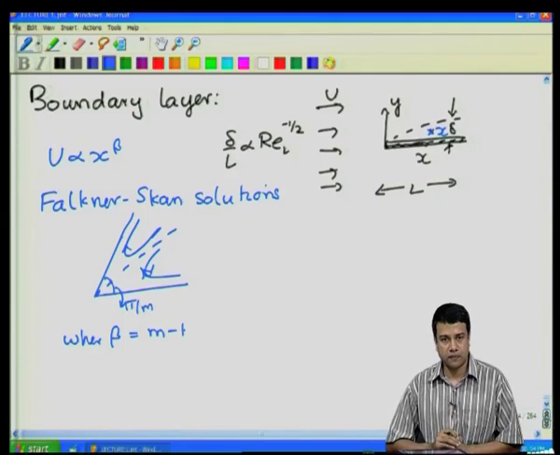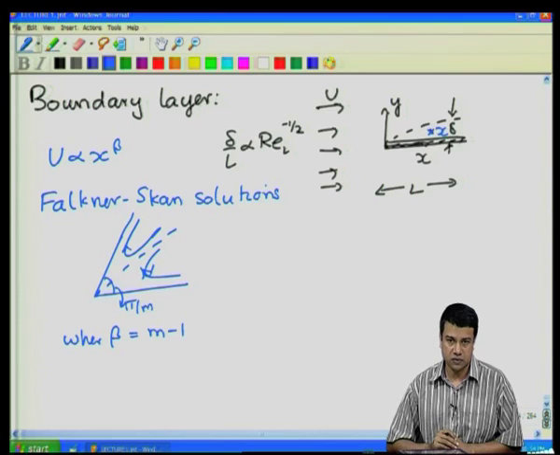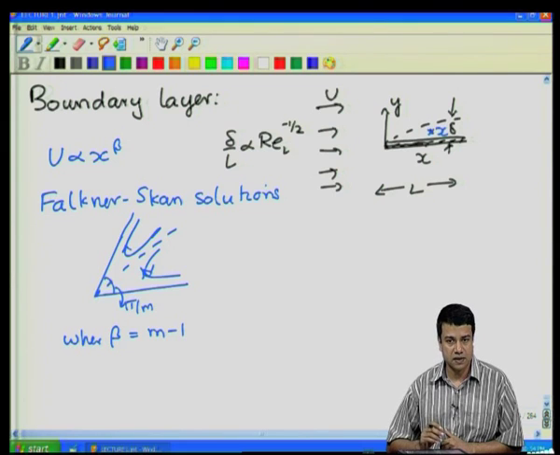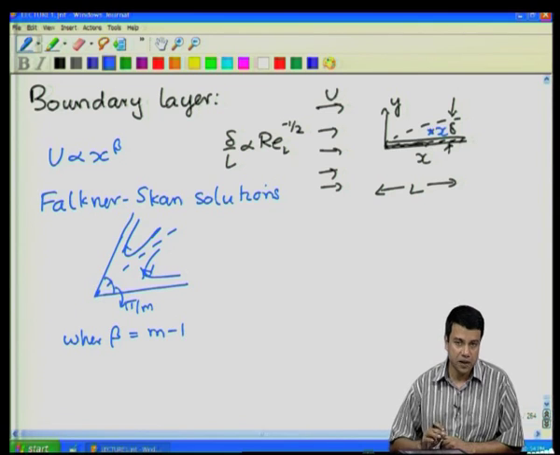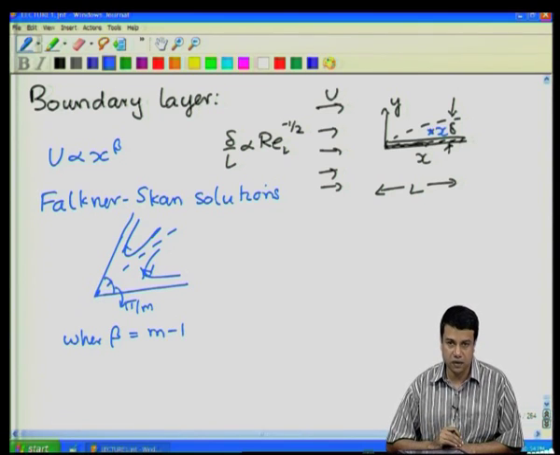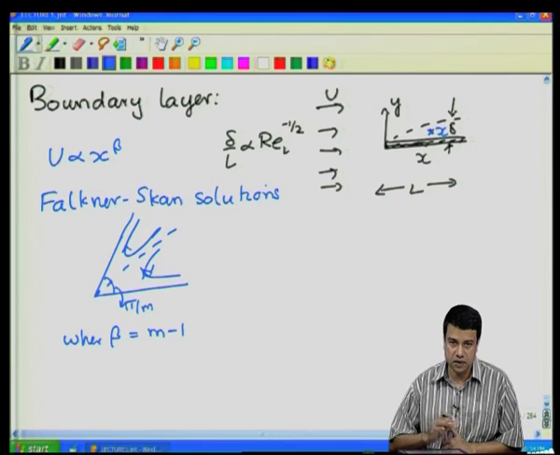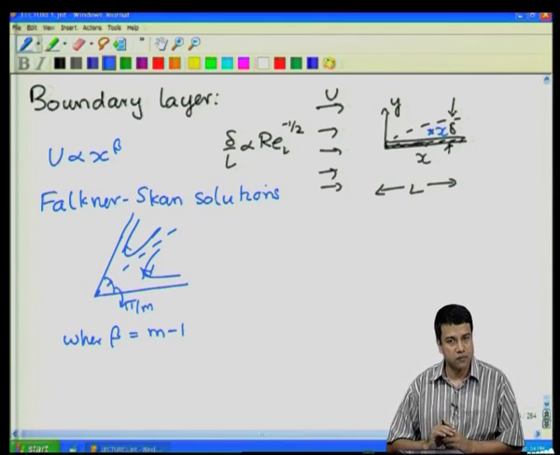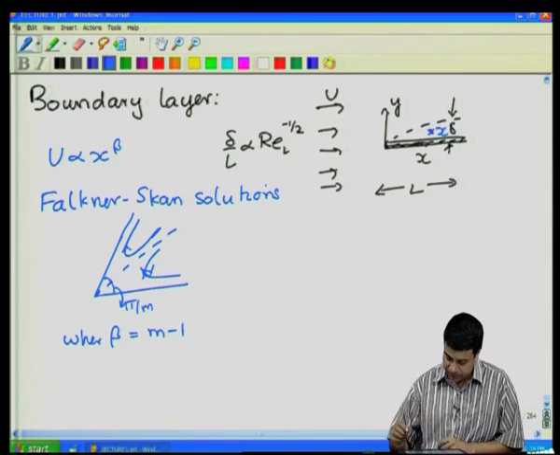So, for all of these flows, it is possible to get similarity solutions. And we found out the scaling of the boundary layer thickness, the shear stress, and so on, depending upon this parameter beta. It is only for this class of potential flows that we managed to get boundary layer solutions. But this gave us additional insight into the dynamics of the flow.